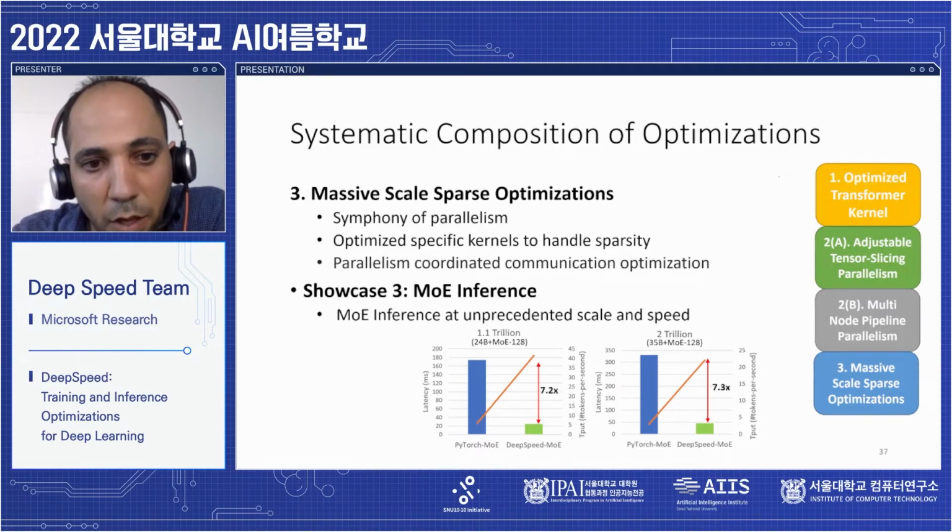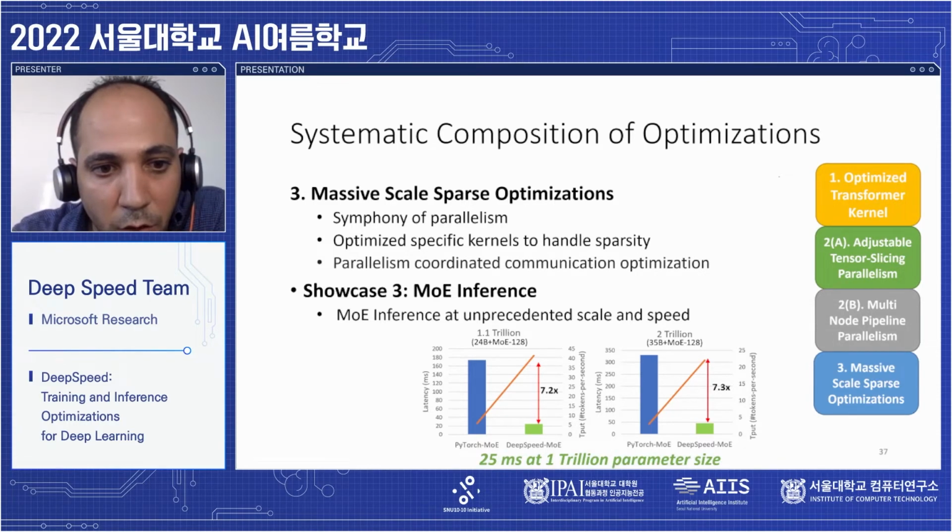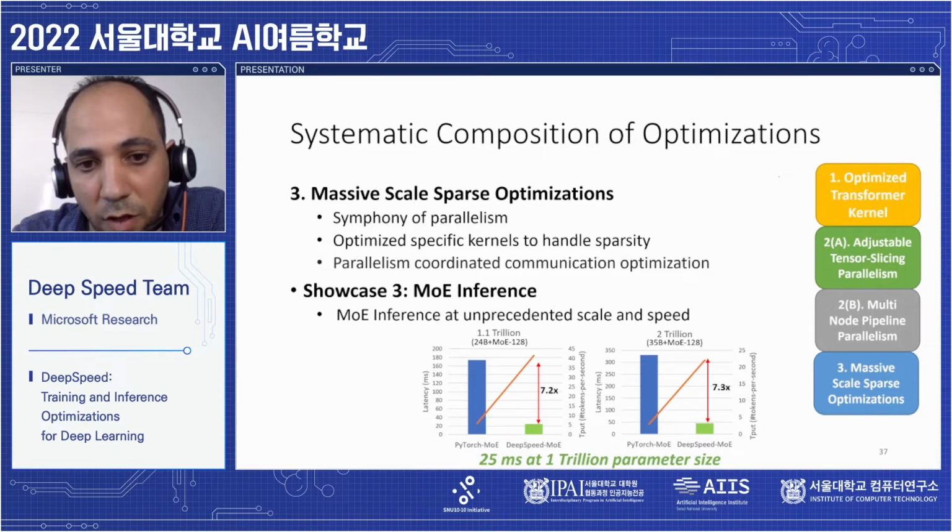As we can see, we can get better performance, up to 7x improvement for trillion-scale models. And as you see on the left figure, we can run a trillion-parameter model at 25 milliseconds, which is running inference at unprecedented scale and speed. Next.